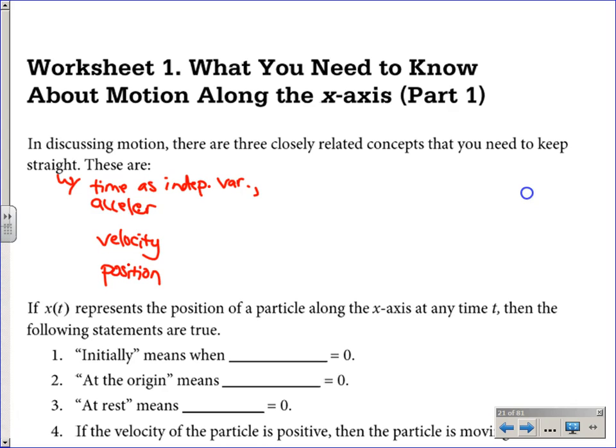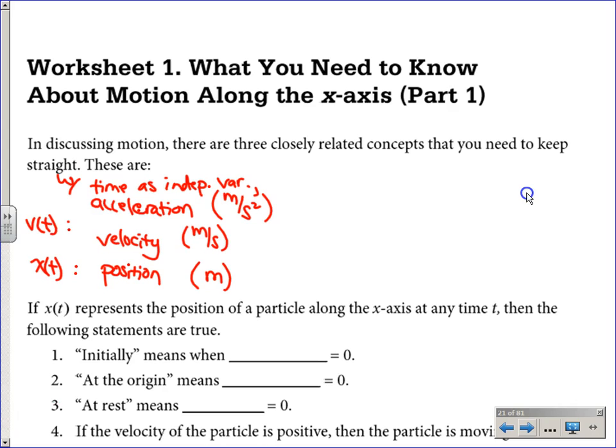I should probably write it out since I did the other ones. Position could be in something like meters. Velocity could be in something like meters per second. And acceleration could be in something like meters per second squared. Right? Position, x of t, as an example. Velocity, v of t, as an example.